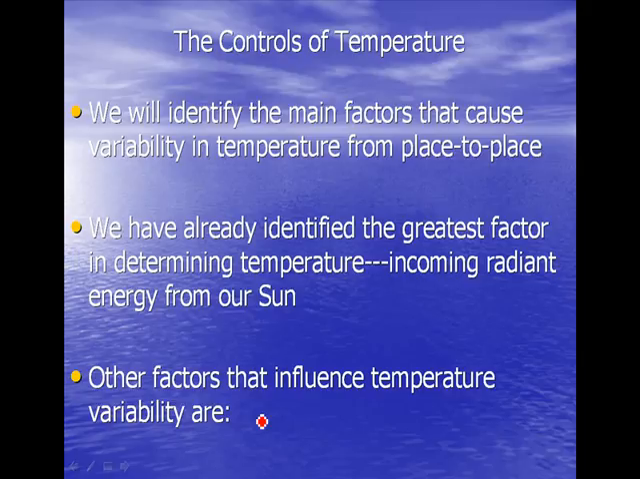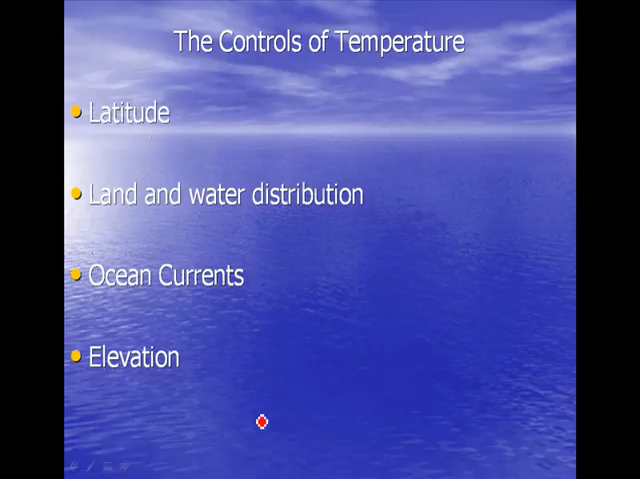We already identified the greatest factor in determining temperature. That's the shortwave radiation coming in from the sun. But we'll also talk about other factors that influence temperature variability. First of all, the latitude that you're located at, the land and water distribution, and ocean currents. Now, we haven't really talked so much about ocean currents yet. We will get into that in later chapters. But you may have heard of the Gulf Stream, which is a current of water that runs along the east coast of the U.S., typically warmer waters, which tend to influence land temperatures along the east coast of the U.S. Elevation, we'll also talk a little bit about that.